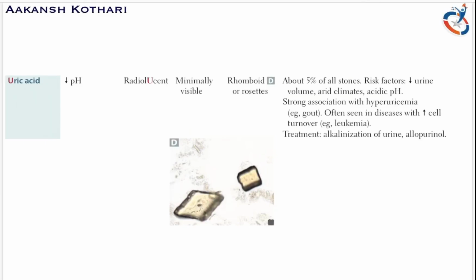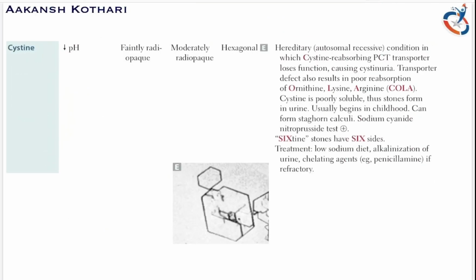So, are these three types of stones very clear? Now, let us go to the last section, which is the cystine stones. This is also associated with acidic pH, hence there is a decrease in the pH, which leads to precipitation of cystine stones. In X-rays, it is fairly radio opaque, whereas in CT scan, it is moderately radio opaque. Is it clear? This is a very rare cause of nephrolithiasis and is most commonly seen in children.